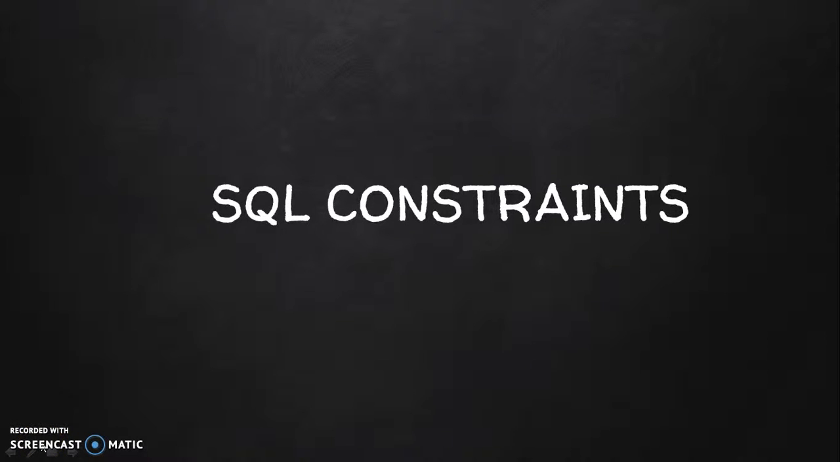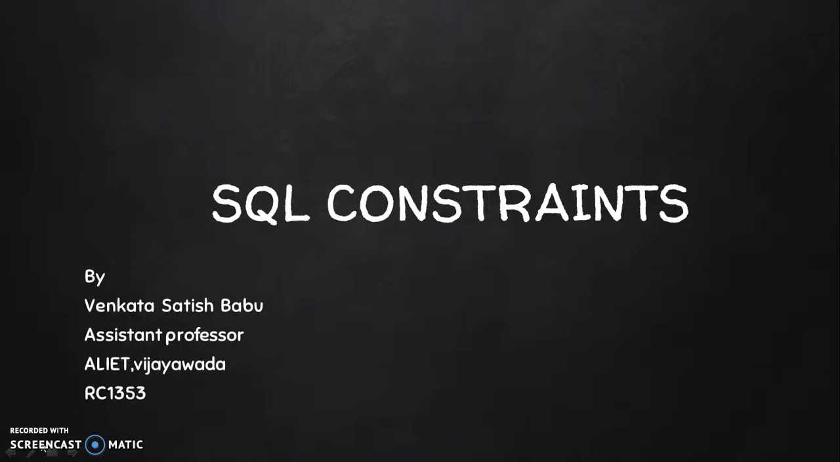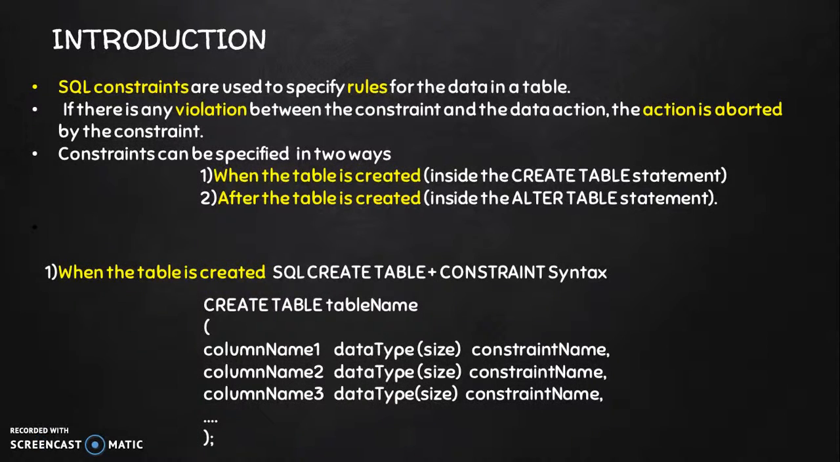Hi everyone, this video is all about SQL constraints. So SQL constraints are nothing but a set of rules that we apply on the data present in the table. These rules can be applied record-wise, as well as to the entire table. So any violation of these constraints automatically makes that particular action aborted.